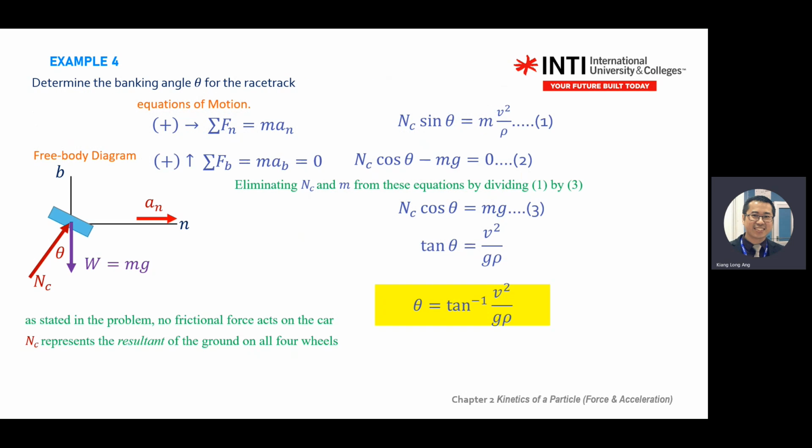Okay, this is how you find the angle. Of course, this question does not give you the values. When it comes to the test, there will be values for all the dimensions, all the components.